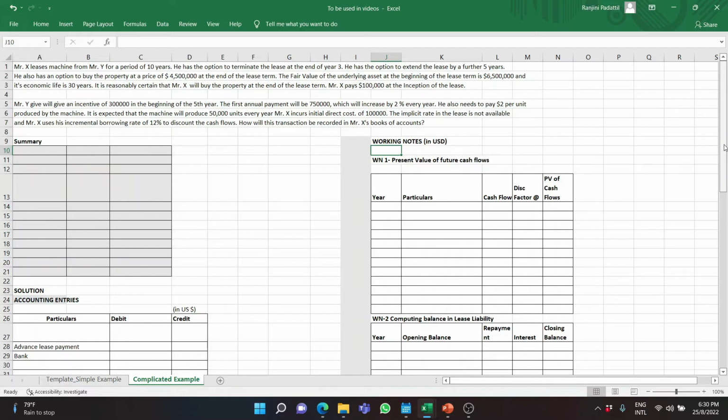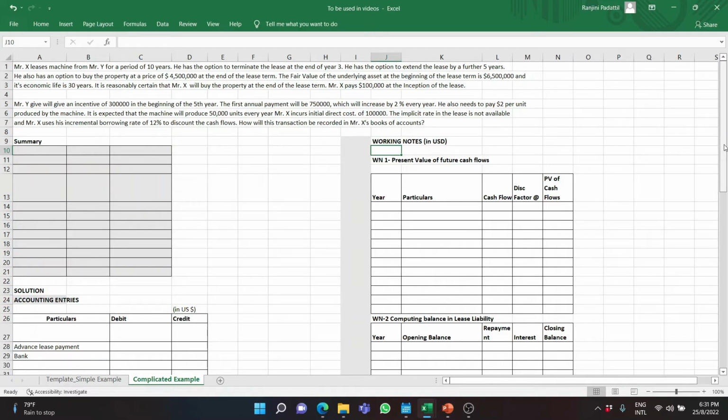lease term. The fair value of the underlying asset at the beginning of the lease term is $6.5 million and its economic life is 30 years. It is reasonably certain that Mr. X will buy the property at the end of the lease term. Mr. X pays $100,000 at the inception of the lease. Mr. Y will give an incentive of $300,000 in the beginning of the 5th year. The first annual payment will be $750,000, which will increase by 2% every year.